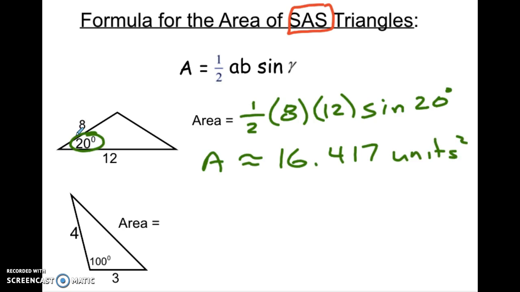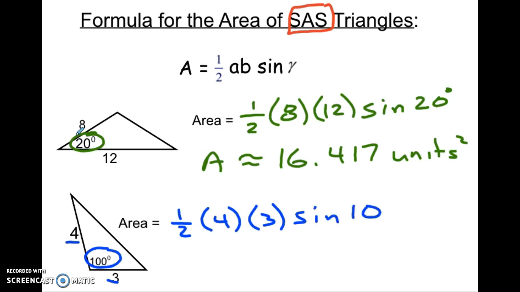The next one is also very much straightforward because the 100 is between the two sides. So we can use the 1/2, the 4 and the 3 for the sides, and then do the sine of 100 degrees. Plug this in on the calculator, and we find out that A is approximately 5.909 square units.